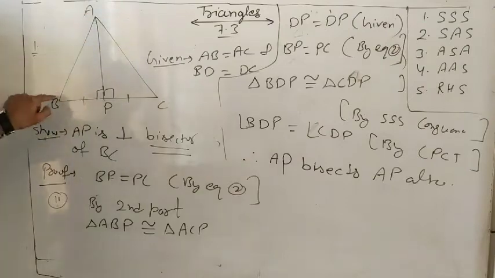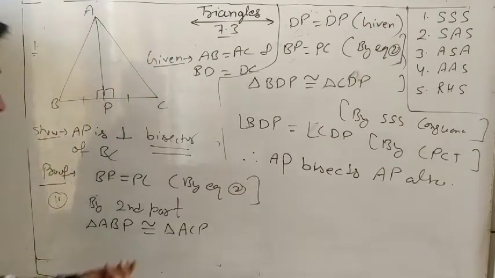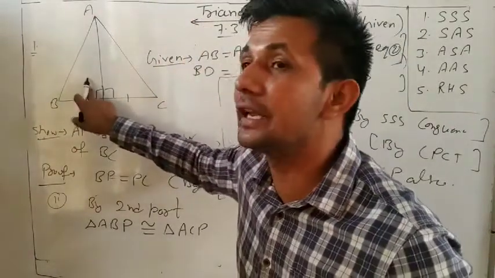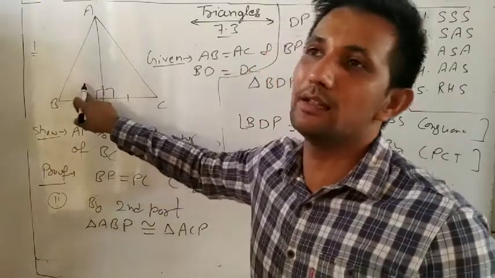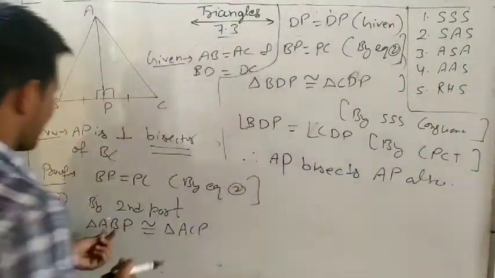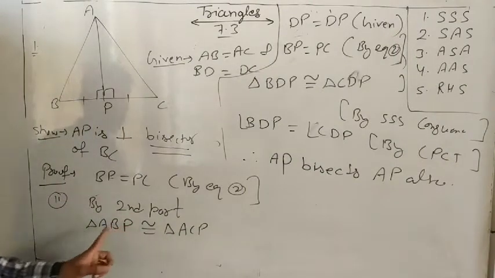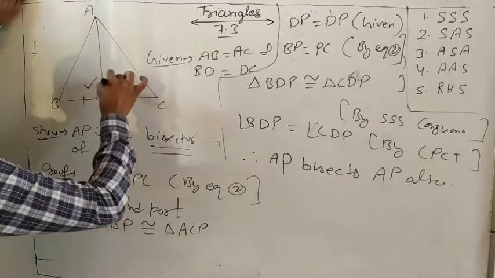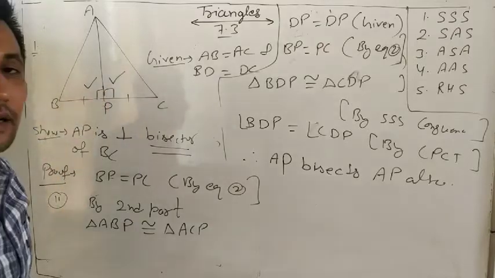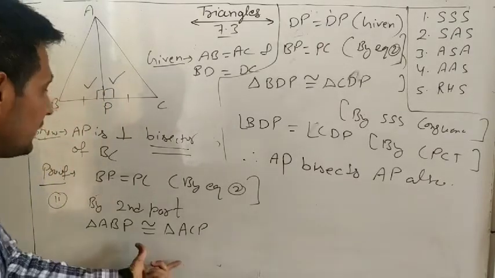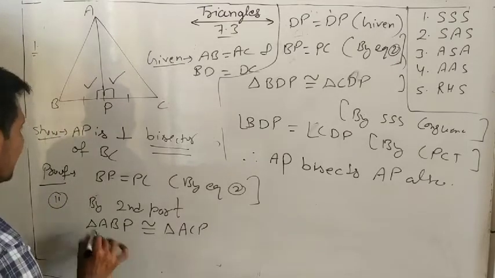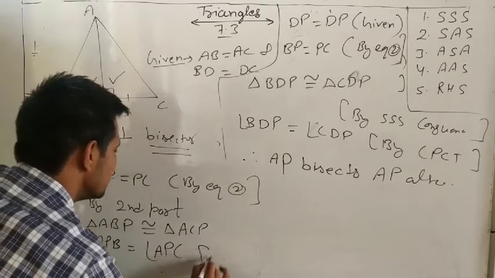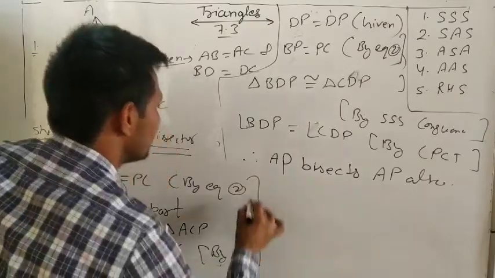So ABP, ACP, and because it is a straight line, and a straight line always makes 180, and we want to prove that it is 90, it means they are equal. By the second part we already proved that they are congruent. So angle A equal to angle A, angle B equal to angle C, angle P equal to angle P. So you can write angle APB equal to angle APC by CPCT.